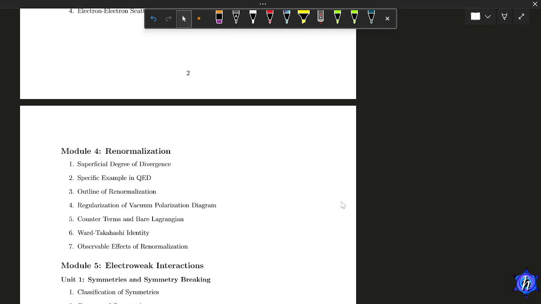We'll see what the superficial degree of divergence is. First, we need to understand what renormalization is, so we'll see that as well. What is the outline of renormalization? What are the different types of regularization that are possible? What is regularization? Of course, we'll see. Then we look at the vacuum polarization diagram as our primary example. Fifth is the counterterms in the Lagrangian and the Ward-Takahashi identity. The Ward-Takahashi identity serves as some kind of connection between all this. There is something called the vacuum polarization diagram, the self-energy diagram, and so we'll see.